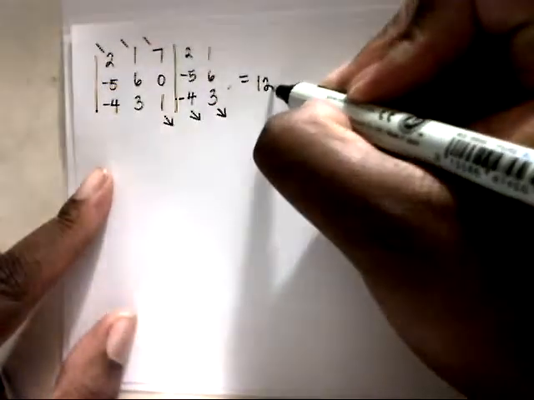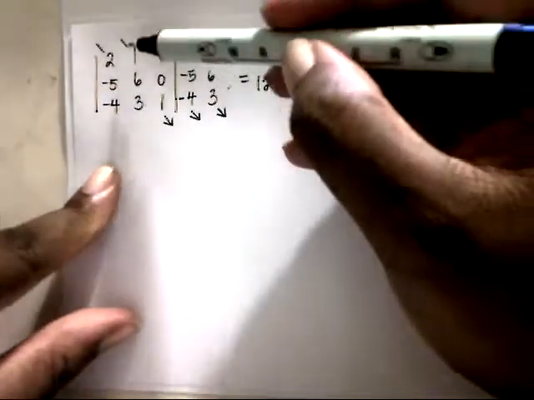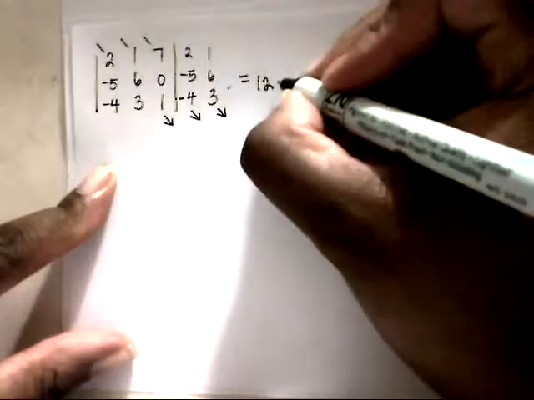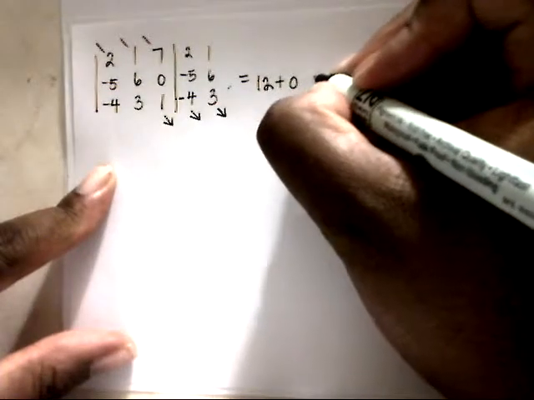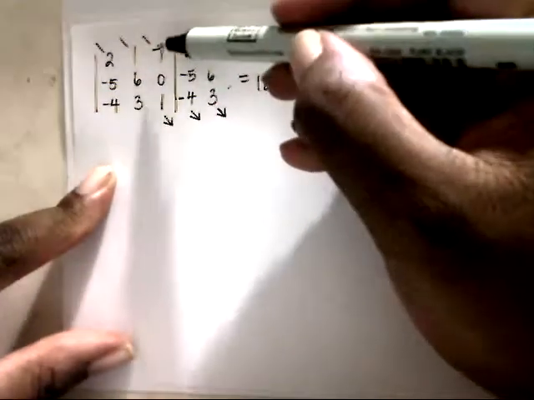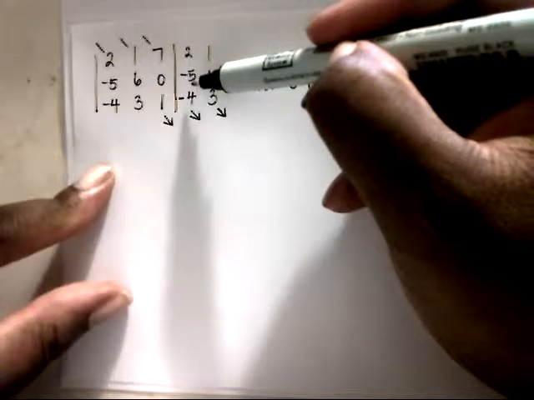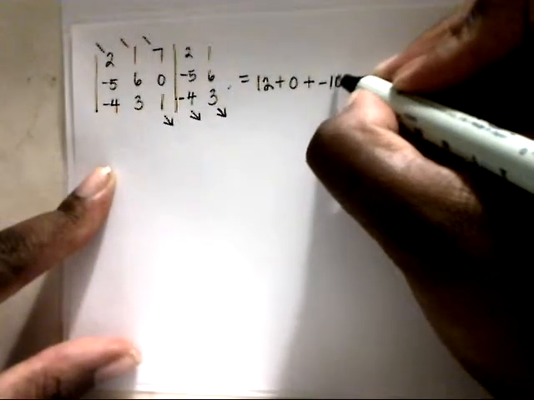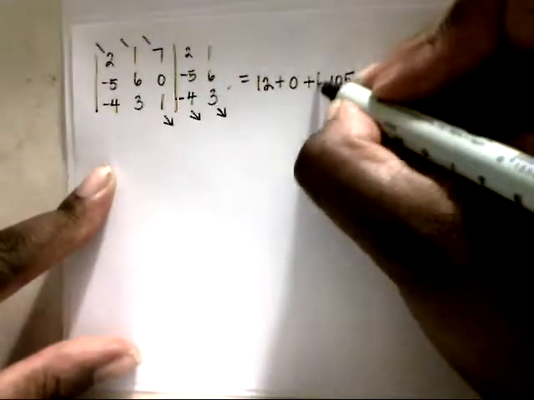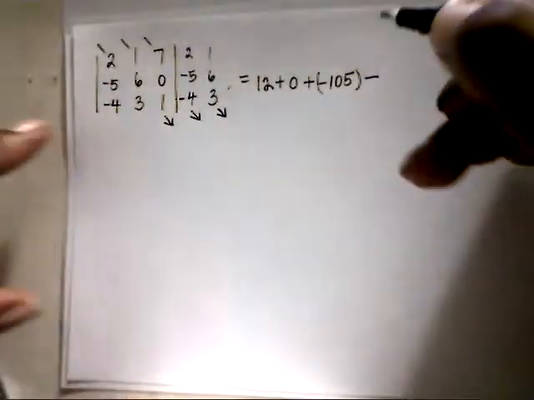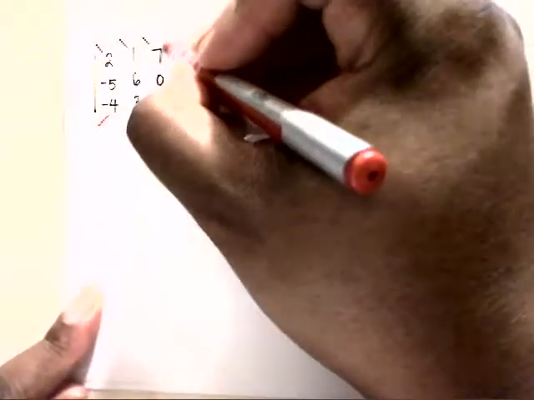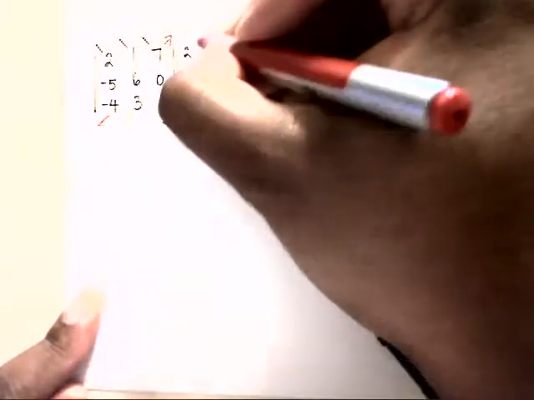That's going to give you 12. This diagonal, 1 times 0 is 0, times -4 is 0. So that's 12 plus 0, plus 7 times -5 is -35. -35 times 3 is -105. And then we're going to minus each of these diagonals going from the lower left to upper right.